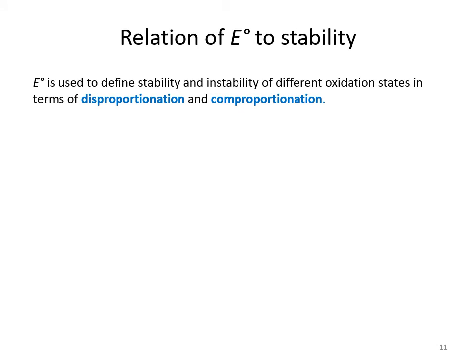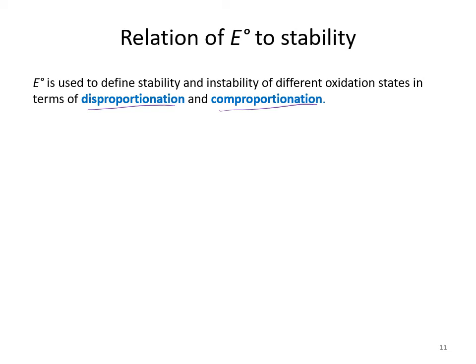Okay, so to finish off this idea of making predictions, I just wanted to introduce two new terms, which are disproportionation and comproportionation. These terms relate to the stability of oxidation states of a particular material in solution. These are two reactions that can spontaneously occur if you start off with a solution of a given oxidation state.